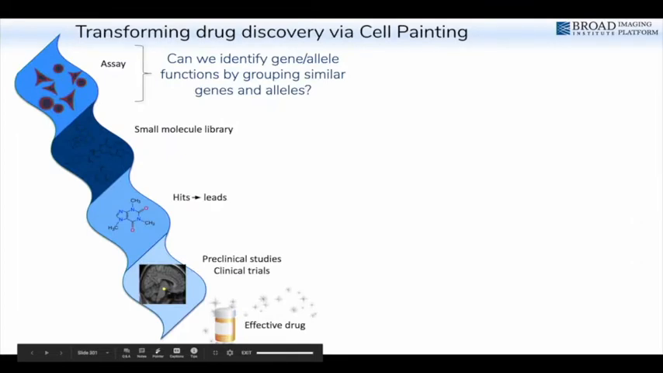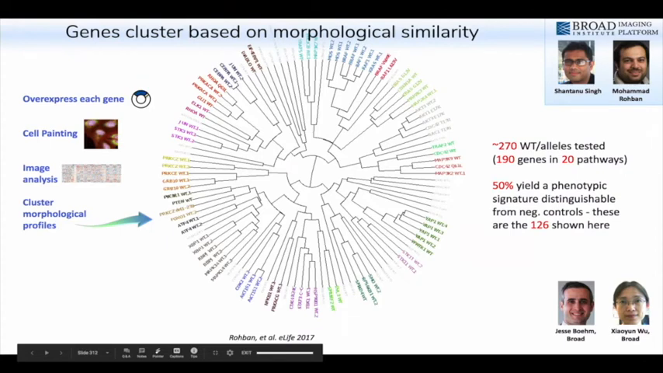Another application of image-based profiling is to identify gene and allele functions, and that's by grouping similarity. This experiment has worked really nicely, where we overexpress, in this case, only a few hundred genes. We do the cell painting and the image analysis to extract all the features, and then we cluster those samples based on similarity. And what we found in this single, very inexpensive image-based assay is that the genes that are known to be in the same pathway group together. We find that negative and positive regulators of a pathway give opposite profiles, which is kind of an interesting concept to think of: opposite profiles in image-based space.